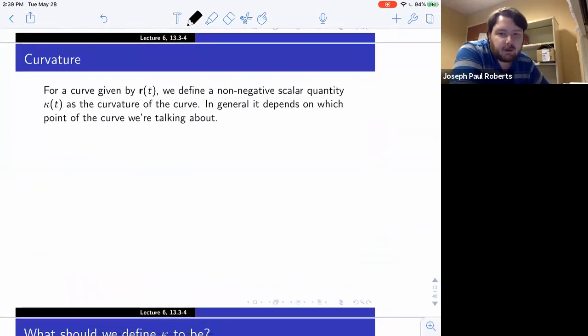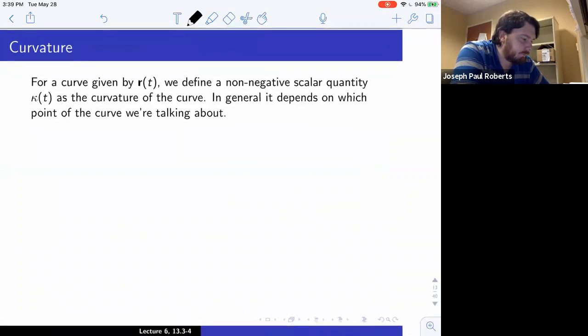And so now we can start talking about curvature. This idea of curvature is pretty much exactly what it sounds like. It's going to be a measure of how curved your curve is. We're going to define curvature to be this non-negative scalar kappa. And in general, it depends on which point of the curve we're talking about.